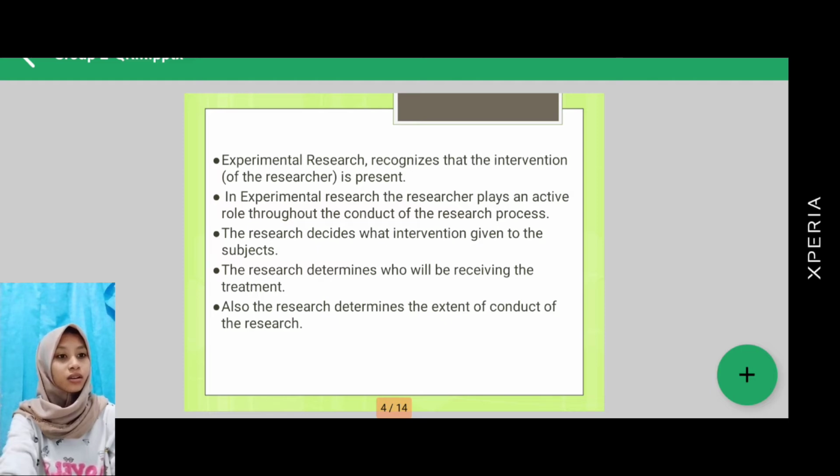Experimental research recognizes that the intervention of the researcher is present. In experimental research, the researcher plays an active role throughout the conduct of the research process. The researcher decides what intervention is given to the subjects. The researcher determines who will be receiving the treatment. Also, the researcher determines the extent of the conduct of the research.